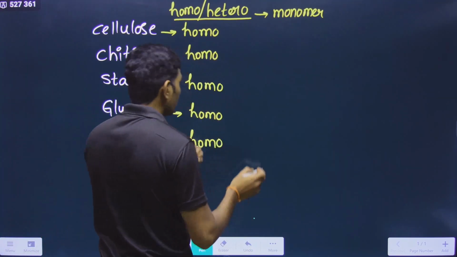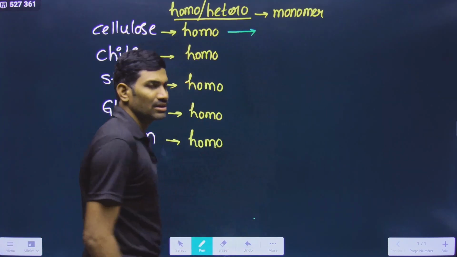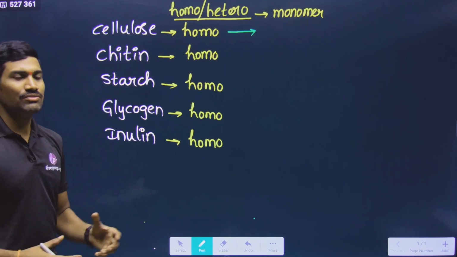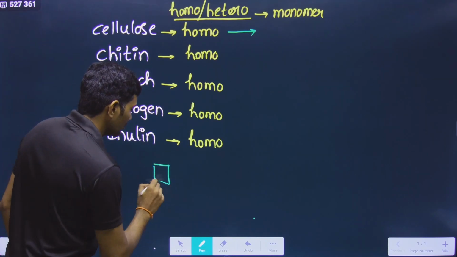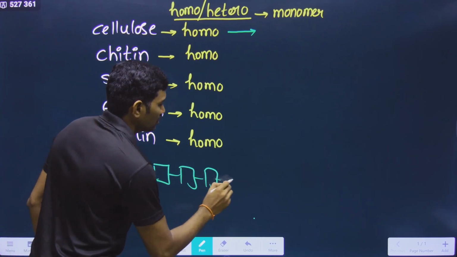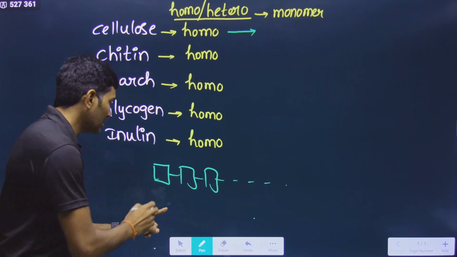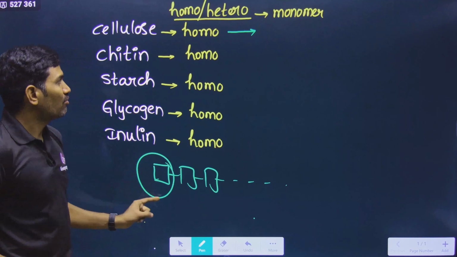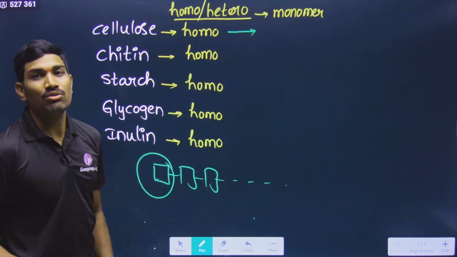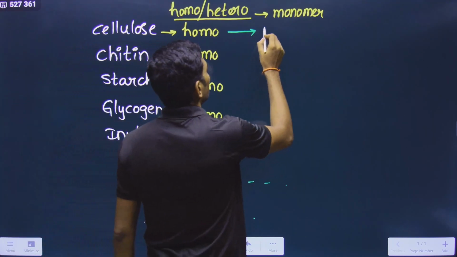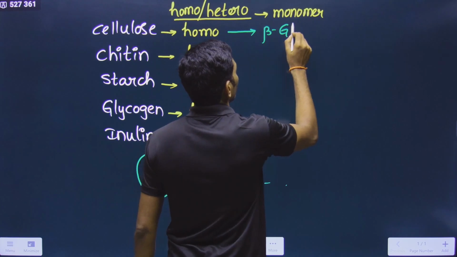So what is the monomer in this case? Observe carefully. In the case of cellulose, we are saying that many units are present. Suppose this is one unit, second unit, third unit, likewise many are present. But we are saying that all the units are the same. Then what is that individual unit? What is the one unit in the case of cellulose? Cellulose is having beta glucose.